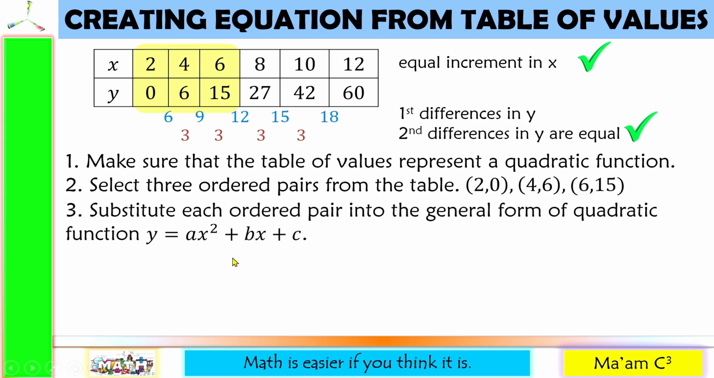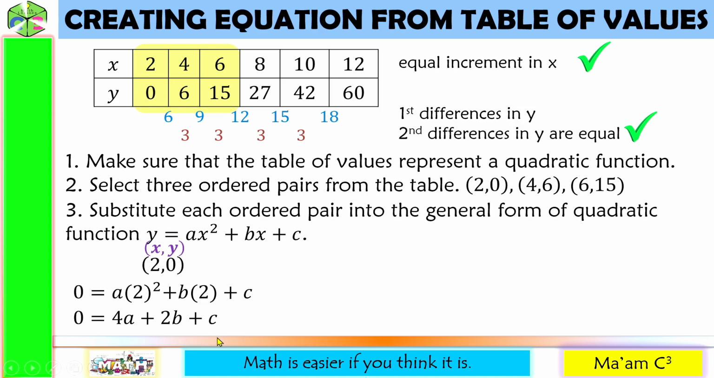Step 3. Substitute each ordered pair into the general form of quadratic function y is equal to ax squared plus bx plus c. Let's have the first pair, (2, 0). In this pair, we know that the first coordinate is x and the second coordinate is y. We are going to substitute 0 in our y here and 2 for our x's here. 2 squared is 4. 4 times a is 4a. So we have 0 is equal to 4a plus 2b plus c. We are going to label this as equation 1.